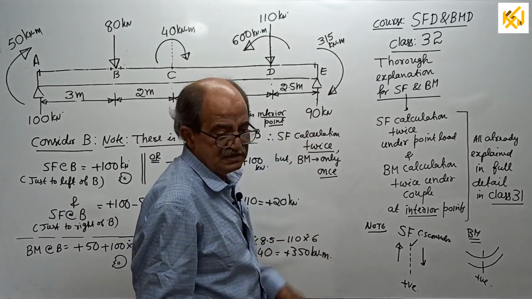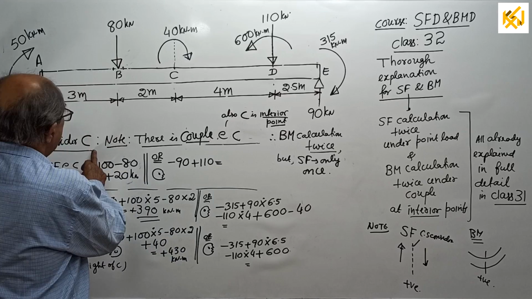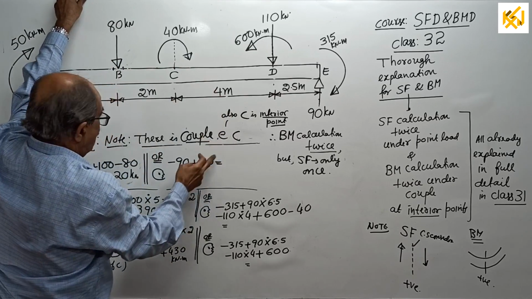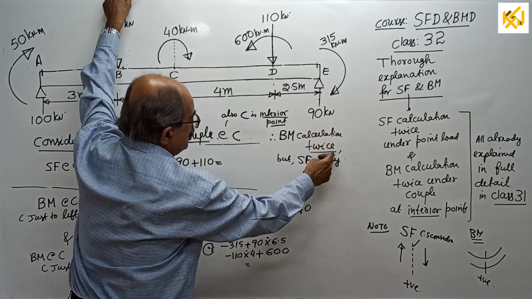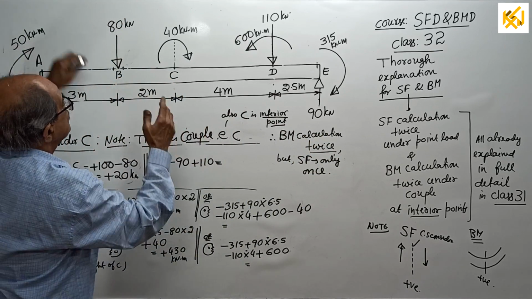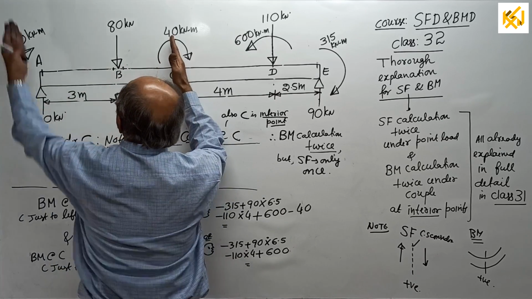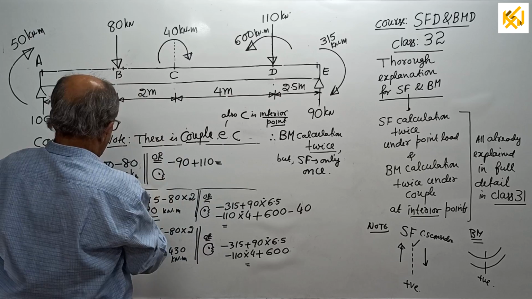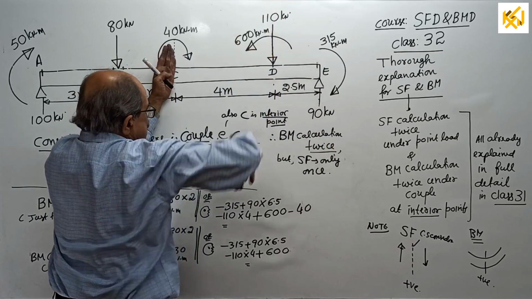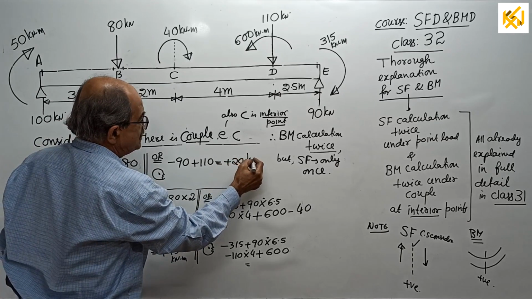Okay. Start. Now, the next point is to consider C. Note, there is a couple at C. I already explained BM calculation twice, SF only once. So SF only once. See here, only once. If I look at the left side, plus 100 minus 80, plus 20. Or if I look at the right side, minus 90 plus 110. How much is the answer? Plus 20. Over.